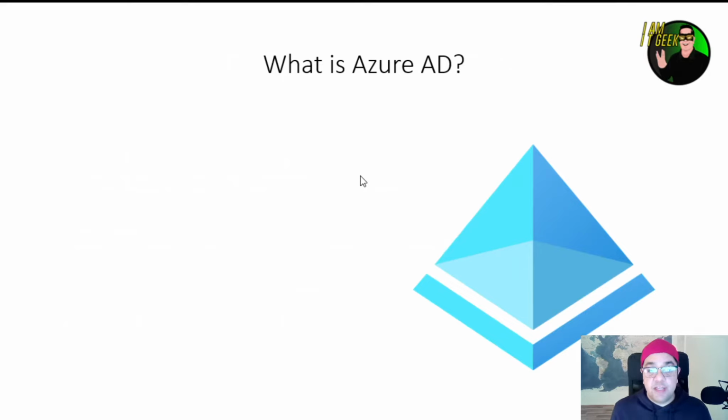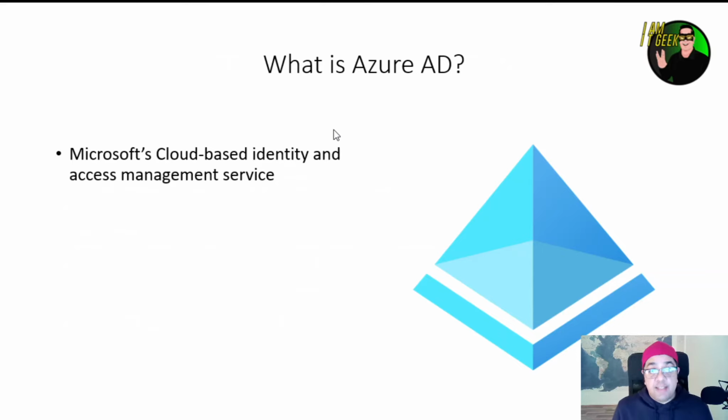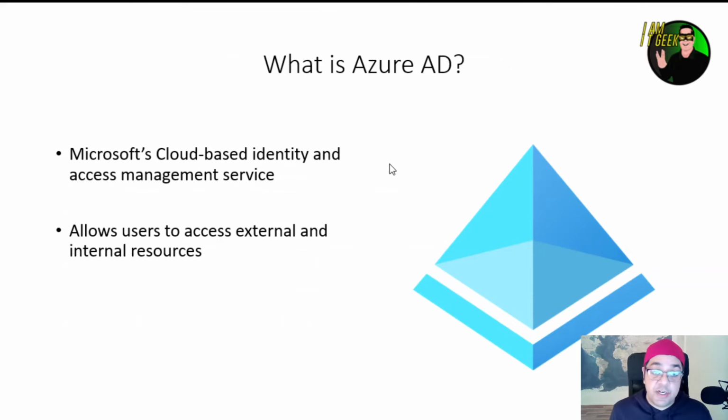So what is Azure AD, or Azure Active Directory? Azure Active Directory is Microsoft's cloud-based identity and access management service, and it helps your employees sign in and access resources within your infrastructure. I use the word infrastructure rather than tenant because infrastructure covers your on-premises, your own applications, and your third-party cloud applications. It covers all that, and Azure AD is what manages all of that.